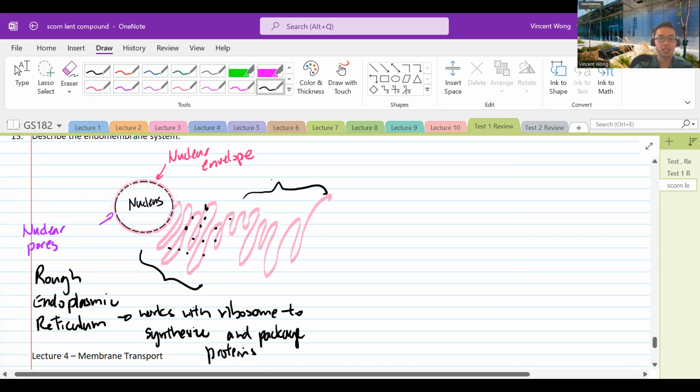And over here, this stuff that does not have the ribosomes, we will call the smooth endoplasmic reticulum. Okay, so it is responsible for the synthesis and breakdown of lipids.